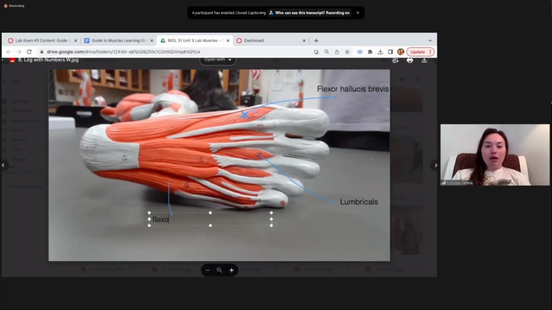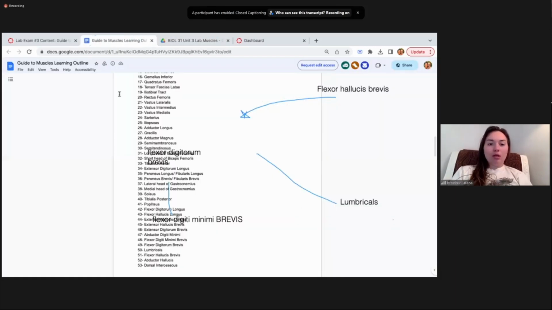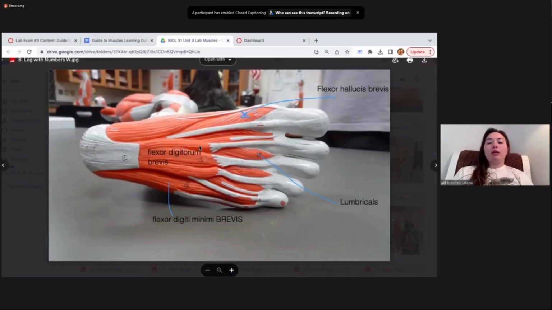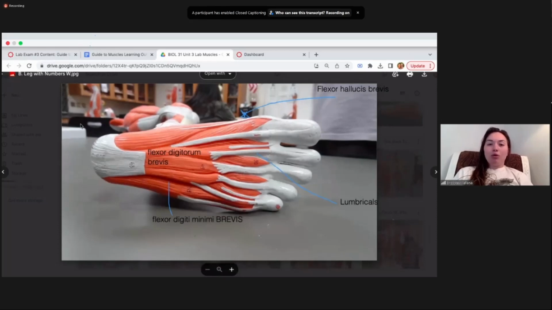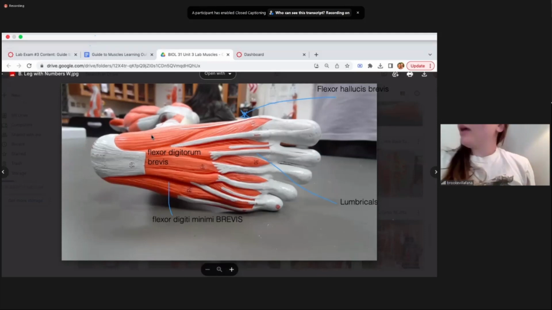Flexor digiti minimi brevis. And like I tell you, there's always a longus and a brevis. Not in this case. This time we only have a brevis, okay? And then very last, we have our flexor digitorum brevis. It should be. Let me go make sure though. I don't want to say the wrong thing. Flexor digitorum brevis. So again, flexor digitorum longus was located on the back of the leg. Here's the brevis. You can remember because it's flexing those digits, and it's the short version because it's on the foot itself. Okay. And then that is everything for the leg. And then we'll go and we'll work on the brain next. Any questions at all on that?